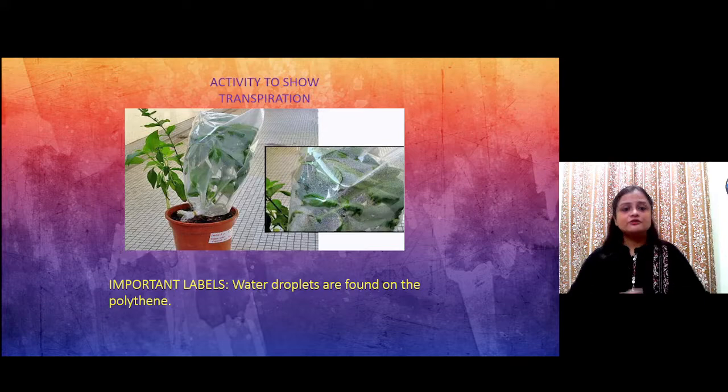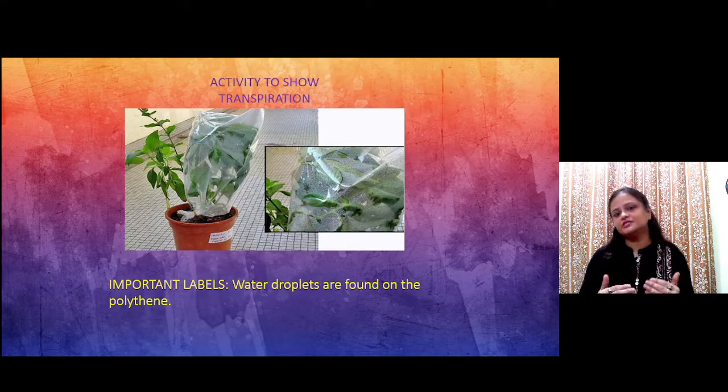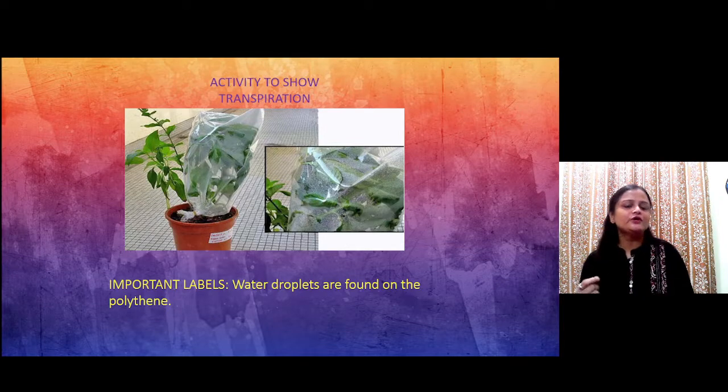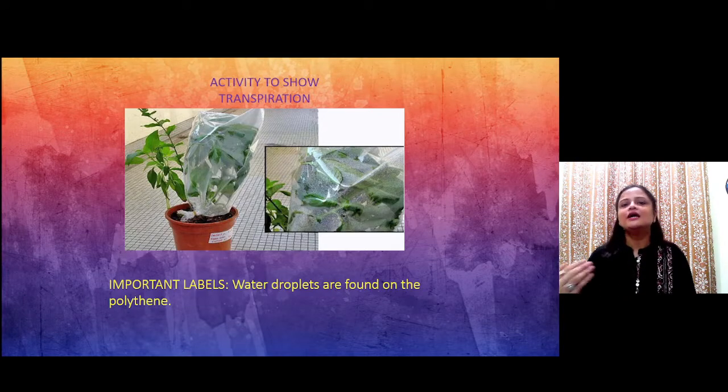Here I have shown a picture wherein a plant is covered by a polythene. So this is an activity to show transpiration, and that can be represented well with the help of a diagram. It's a self-explanatory diagram, and in the second picture you can see a few water droplets over the polythene. That shows that water is evaporating due to the heat of the sun, and that is called transpiration, and that can be seen over the poly cover.